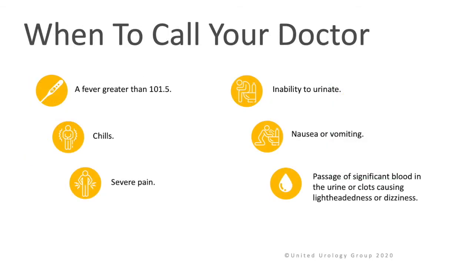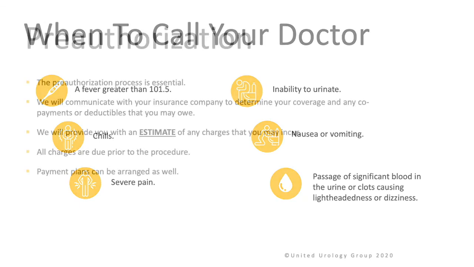When to call your doctor. If you have a fever greater than 101.5, chills, severe pain, inability to urinate, nausea or vomiting, or the passage of significant blood in the urine or clots causing lightheadedness or dizziness.